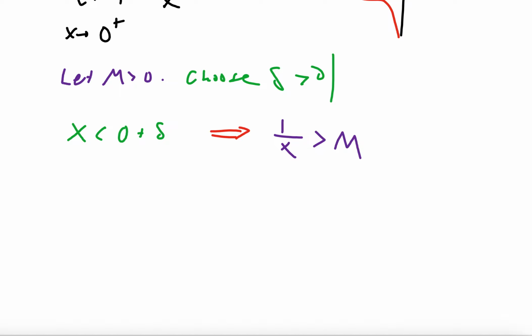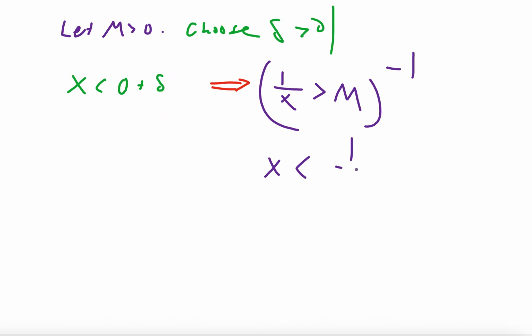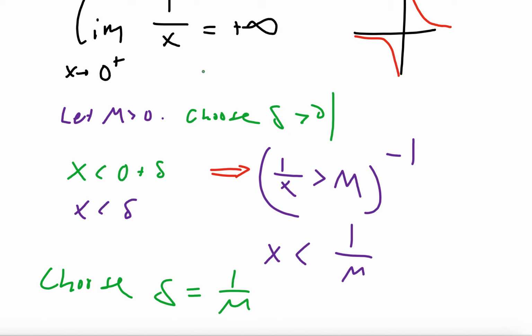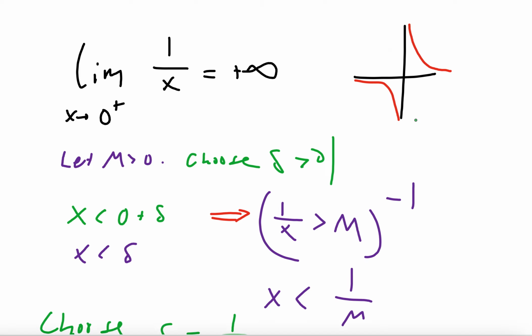All right, so again, you know the drill at this point. What we want to do is express the right-hand side in terms of the left-hand side. So if we take the inverse of this entire expression, we have to flip the inequality sign, so we get x is less than 1 over m. But look, x is less than delta, right? So if we choose delta to equal 1 over m, we can guarantee that for any m that the devil, or the friend, chooses as the size of our target, delta has to be 1 over m, and that'll always guarantee that we're greater than that value.